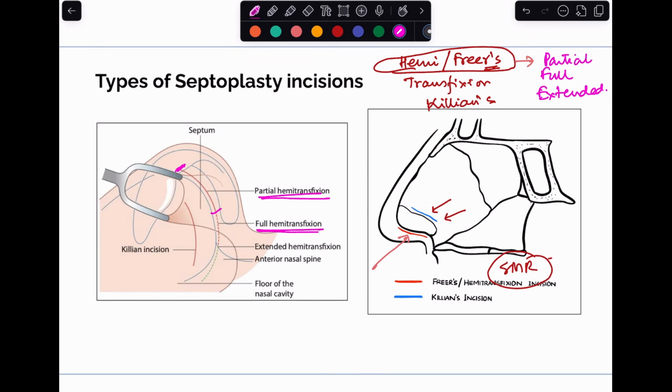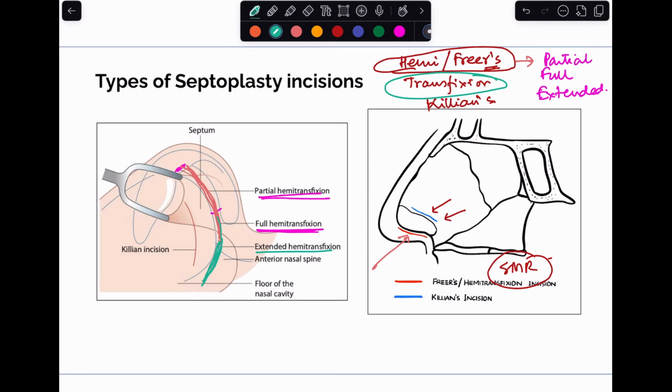Second is the full hemitransfixion incision, which goes almost up to here. This is the incision which is extended along the entire caudal margin of the septal cartilage so as to allow complete access to the L strut, including the caudal septum. And third, we have the extended hemitransfixion incision, where the incision is extended further along the nasal floor. This is done when we need to get access to the floor of the nasal cavity. So this is about the hemitransfixion incision.